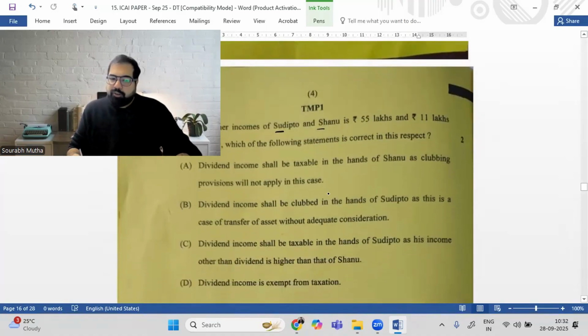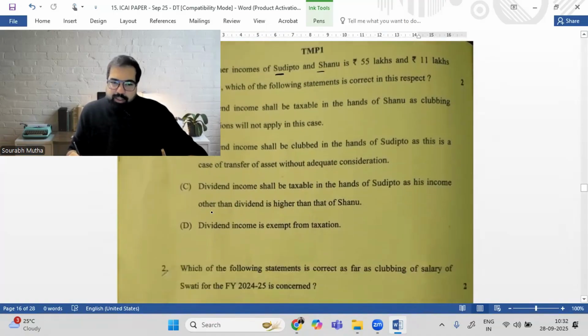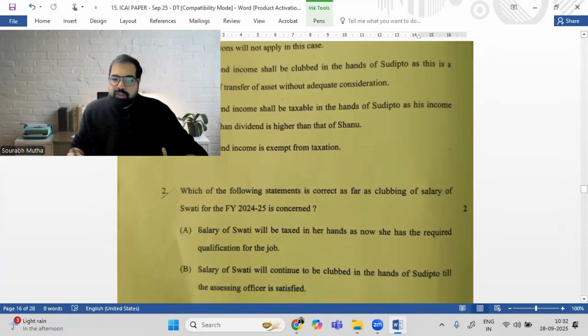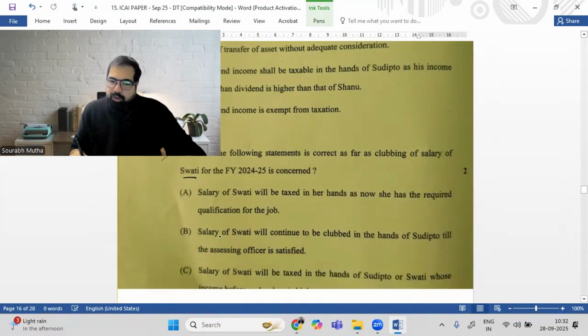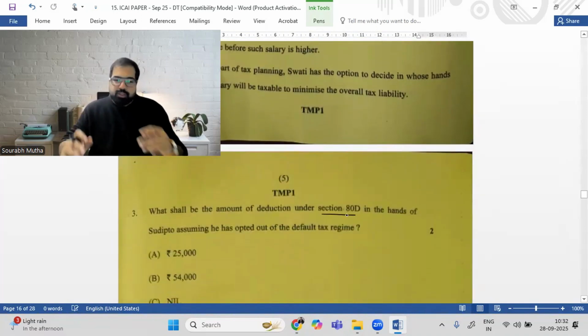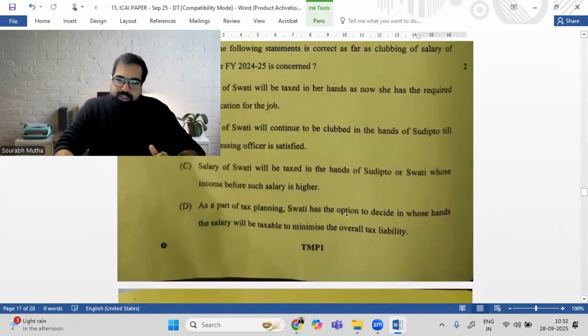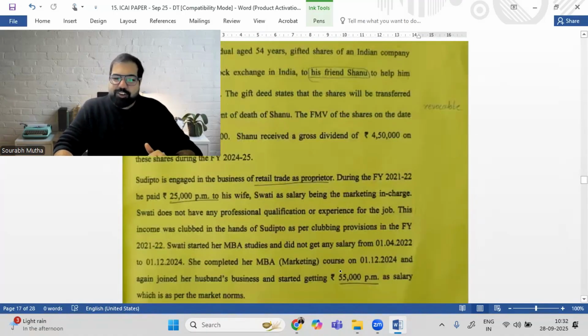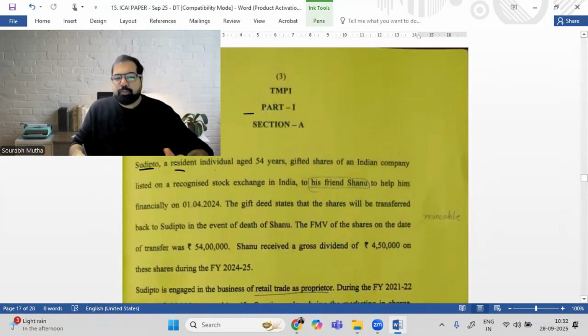So there's something about dividend income. We have to be careful who is being taxed on that. Second, clubbing of salary income for Swati. And there is a reduction under 80D. So my reading now should be targeted towards these points only. That's a very good way of doing case-based MCQs.